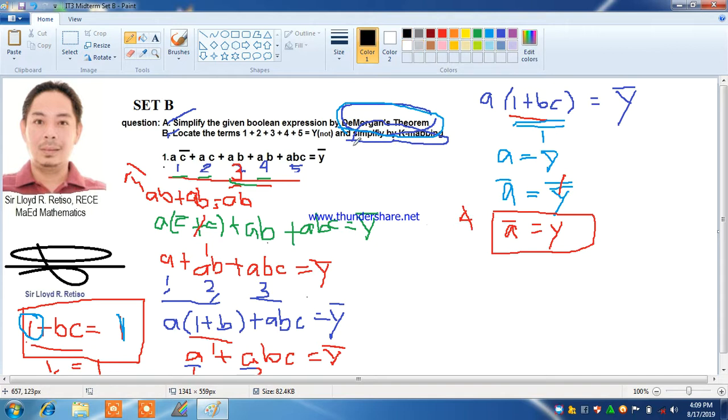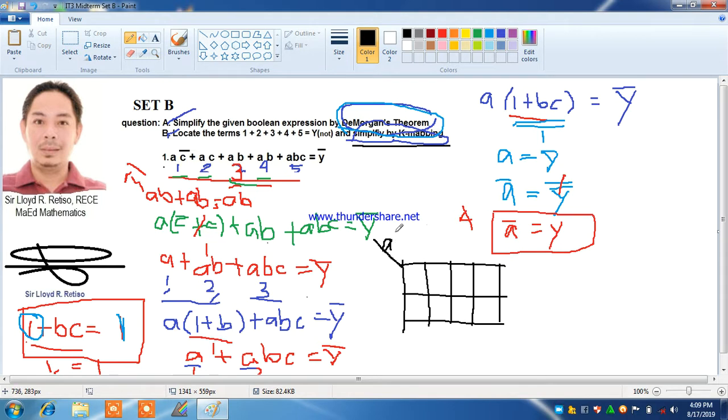For letter B, solving by K-mapping, we are going to have our K-map with 1, 2, 3, 4, 5 rows. So this is our A, this is B, and this is C. Of course, this is C naught, and this is C. Now for number one, A plus C naught, so this is 0, 0, 0, 0, 0, 1, 1, 1, and 1, 0. This is 0, and this is 1. So this is our A, and C naught, so this is 0, and this is also 0.